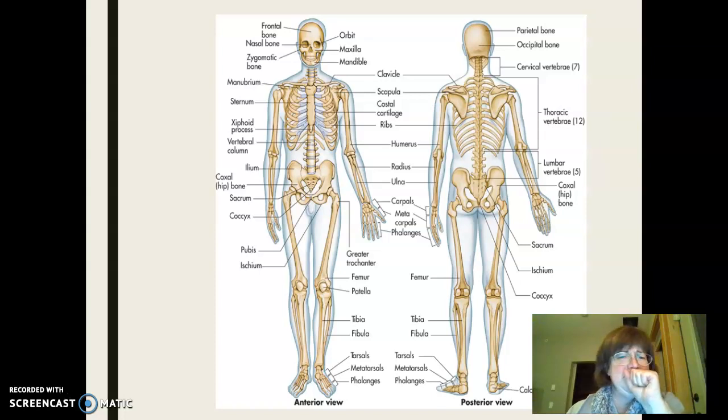And even this is pretty detailed. Go through the main bones and not necessarily the process. So here you can see the manubrium, and the xiphoid is a process on the sternum. Anyway, anything on this page could be game for testing.